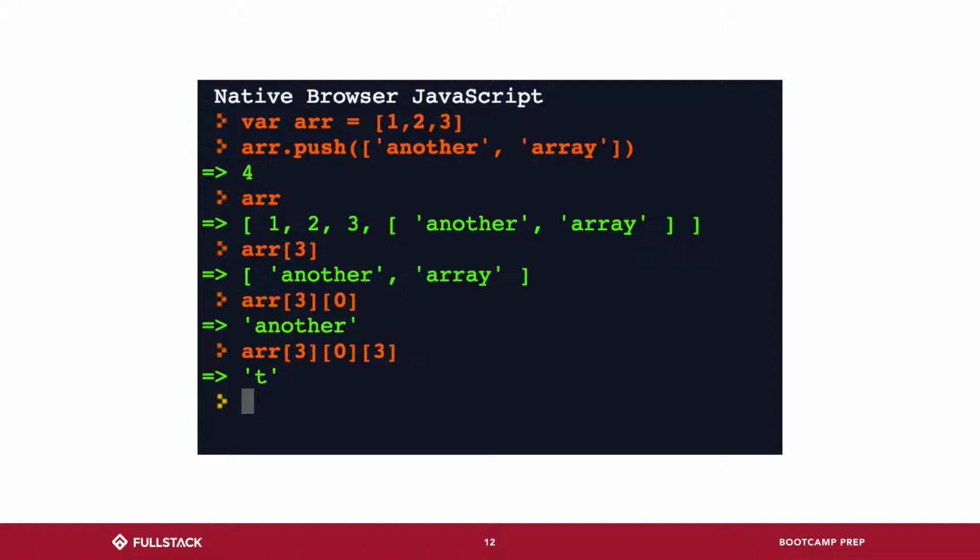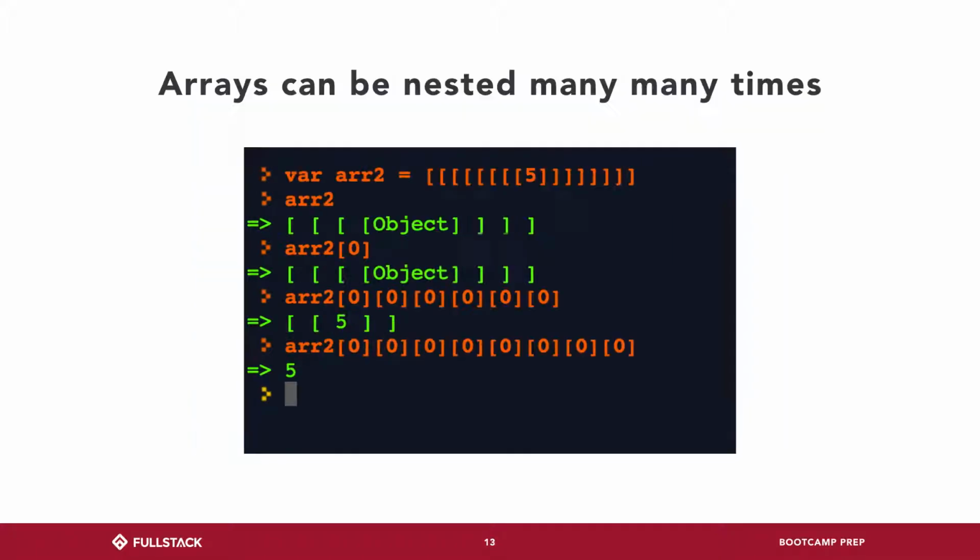So we can chain the bracket notation to traverse nested arrays. And here's just an example that there's really no limit to how often you can nest an array.